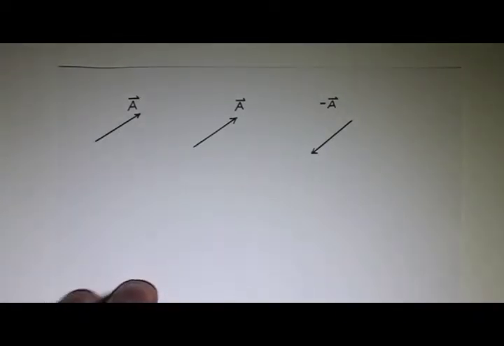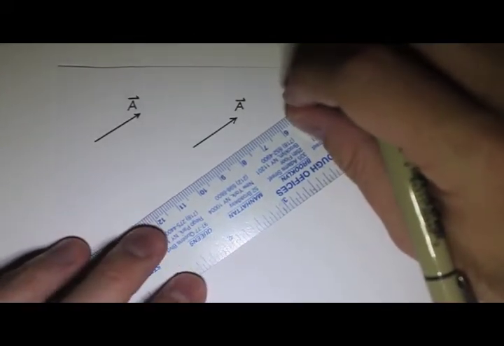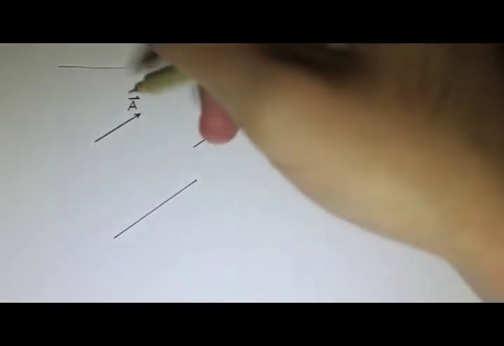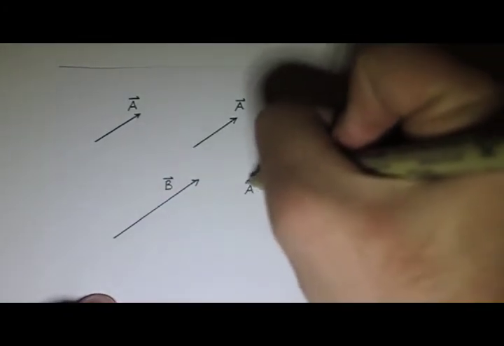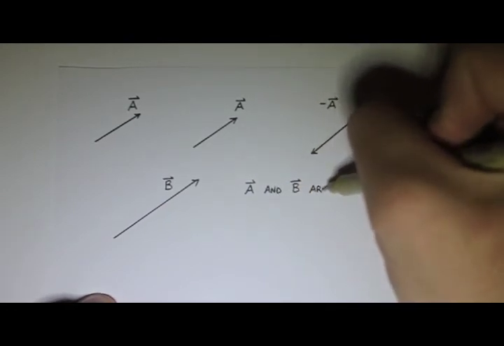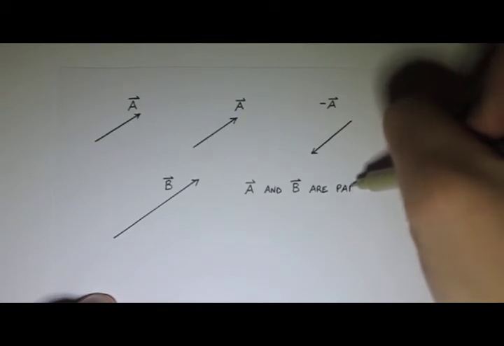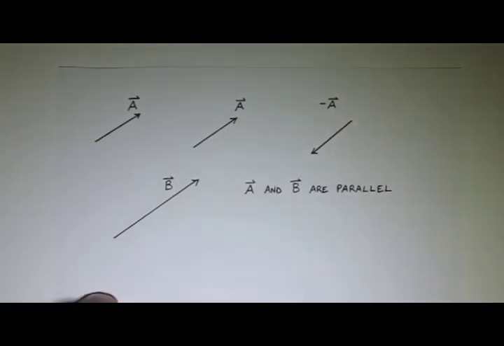So if two vectors are in the same direction, even if they're not the same magnitude, for instance, if I have another vector B that's the same direction as A but is a different length, so here's my vector B, then I can say that A and B are parallel. Again, it just matters that they're in the same direction. It doesn't matter what their magnitudes are.